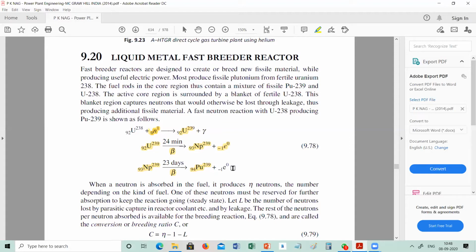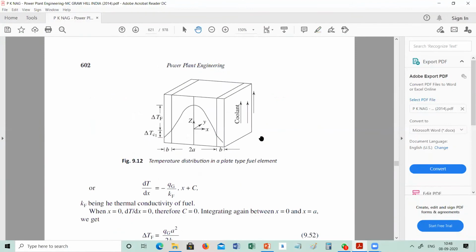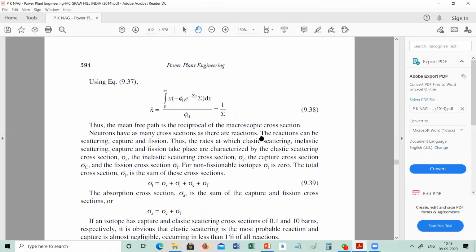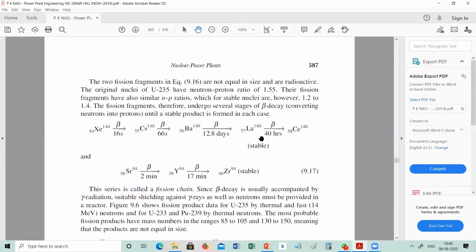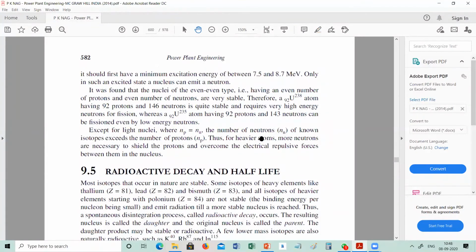You can study those things here. The same information is given in the book. It is very nice information given here. I will show you. Here, radioactive decay.